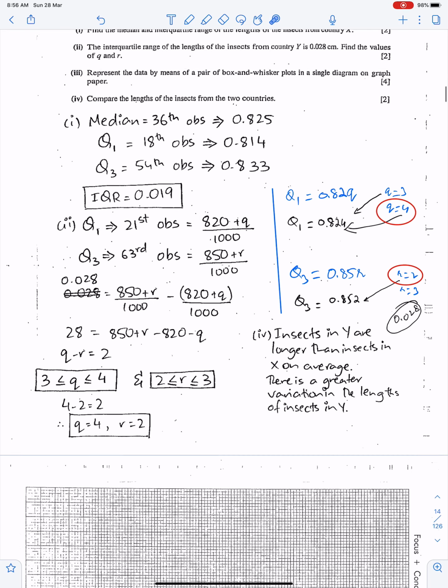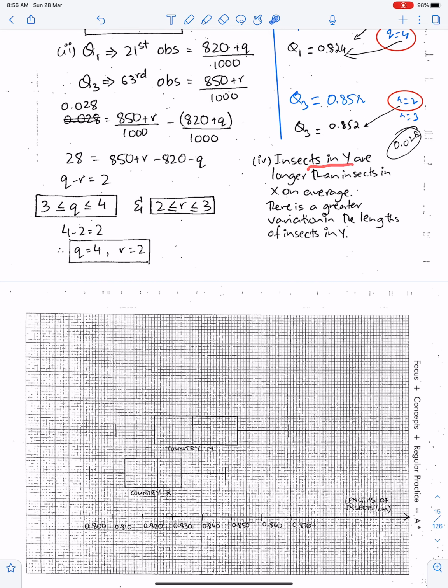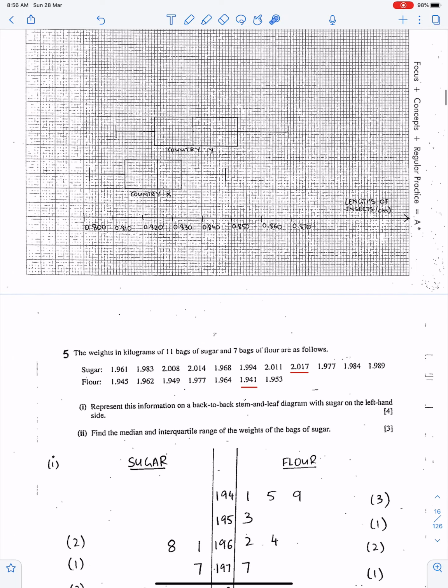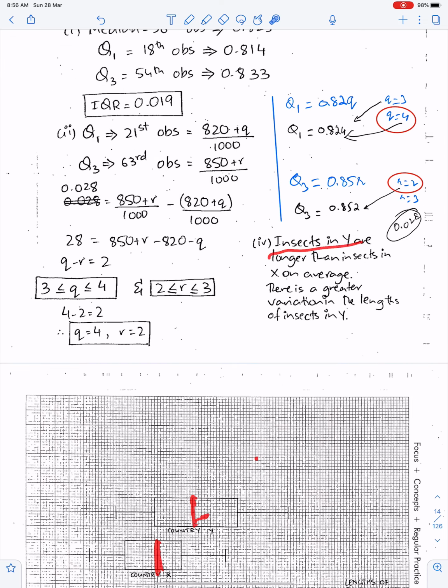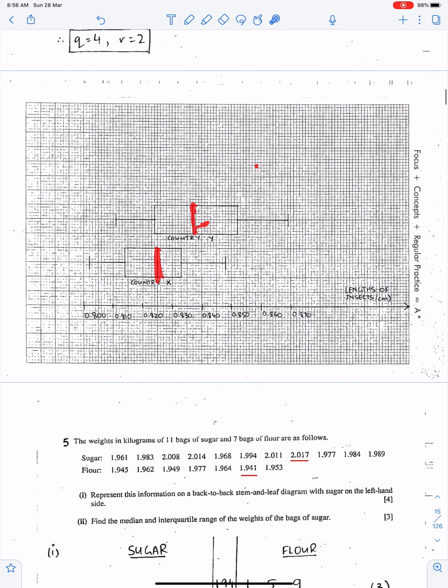Compare the length of insects from these two countries. Insects in Y are longer than insects in X on average, number one, and greater variation in lengths of insects in Y. I'm repeating: median is greater. Median of Y is greater than median of X. So you should say, on average, the insects of country Y are longer than country X. Insects in Y are longer than insects in X, and the range is greater, so more variation in lengths of insects in Y than in X.